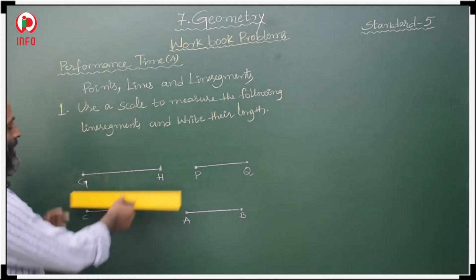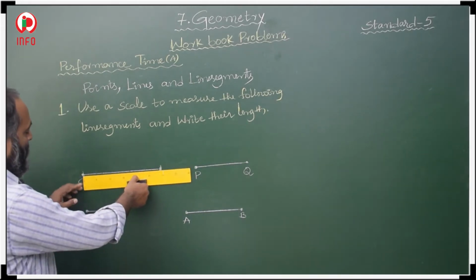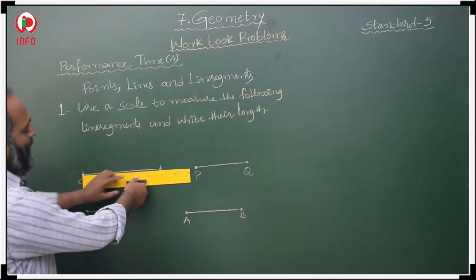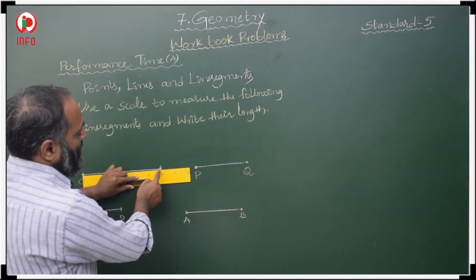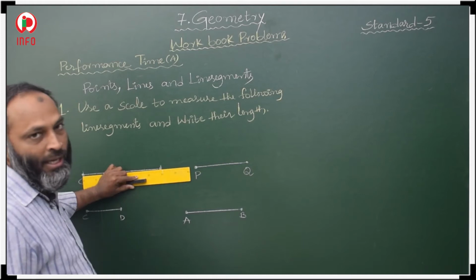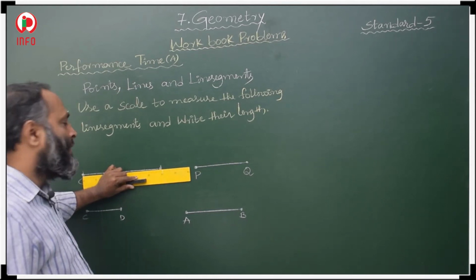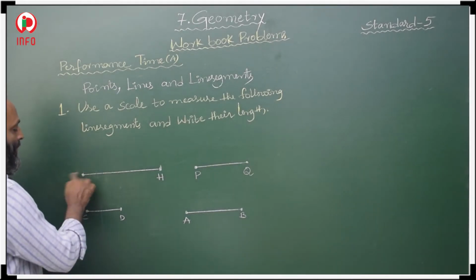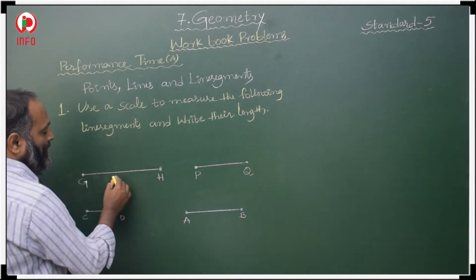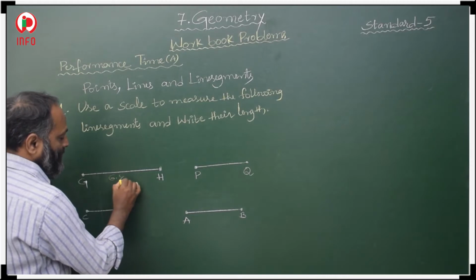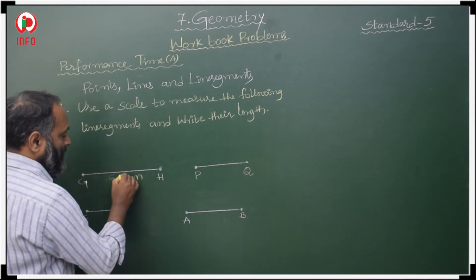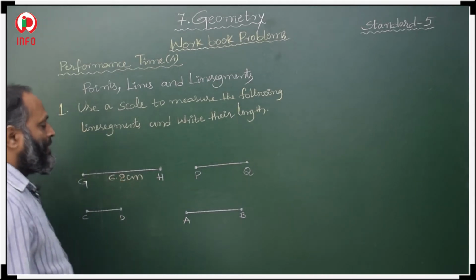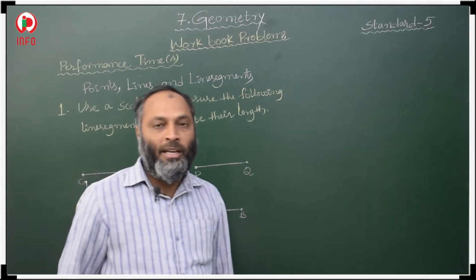Like this you have to keep your scale, keep the initial point at G, and see where the second point coincides. Then after that remove your scale and write the line segment length, that is 6.2 centimeters. Okay, this is your first line segment length in your textbook.